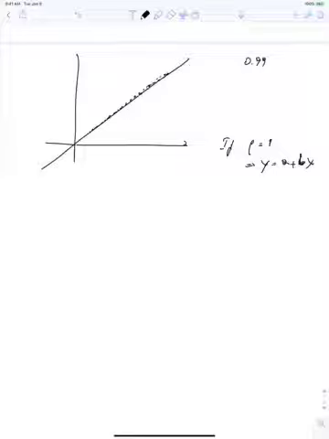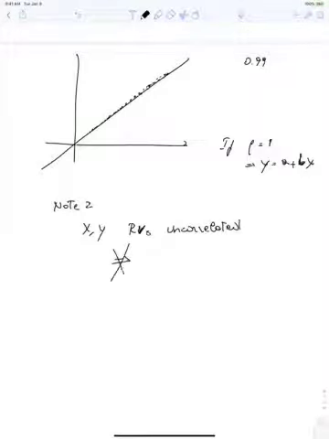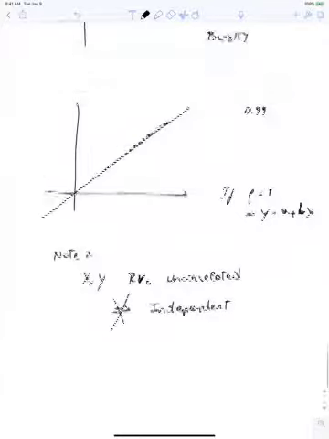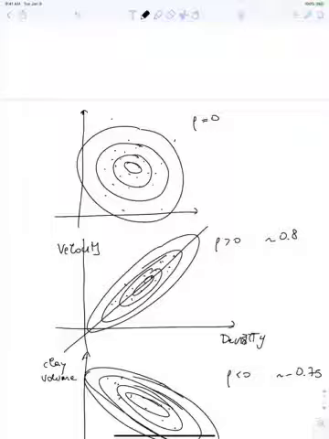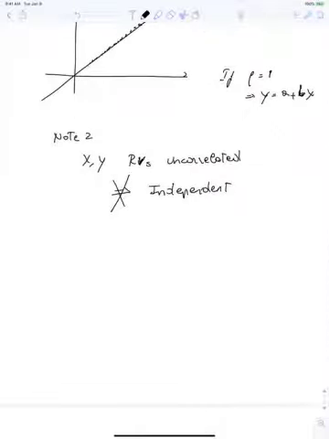Now, the important thing, so note number 2, is that if x and y are two uncorrelated random variables, it doesn't mean that they are independent. So typically you think about a case like the first one here, where you have two random variables that do not have a correlation, they're not aligned along a straight line, and you think that these random variables are independent. But I can show you an example of random variables where the correlation is equal to 0, but they're not independent.